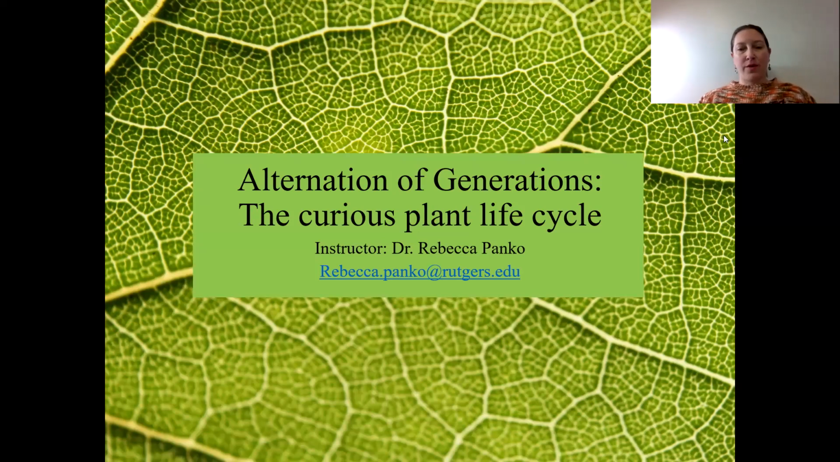Today we're going to be going over something that's definitely one of the more tricky concepts of the course. It's called alternation of generations, which is the life cycle of plants. It's a little different than the life cycle that we're used to with animals, but it's a very important concept for the course, and we're going to come back to it almost every lecture going forward.